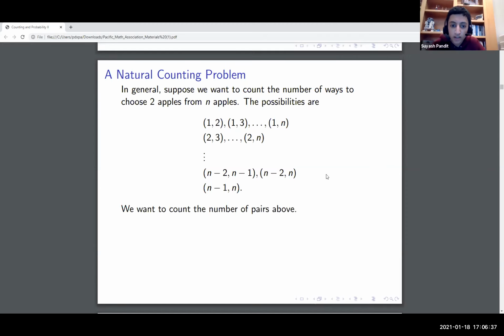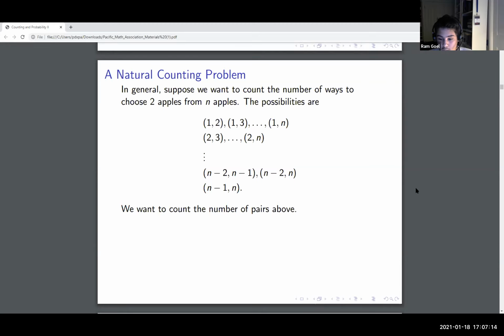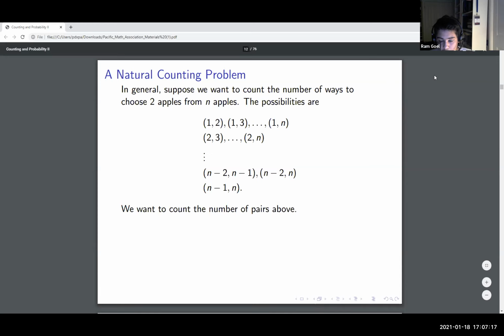We're looking for a general formula for the number of ways to choose 2 apples from n apples. So we've got you started with listing out the pairs. How many of those pairs are there? Just take another 20 or 30 seconds. Think about this. Remember the strategy we used for the last 2 problems. Some people are trying to count the total number of pairs in the above list.